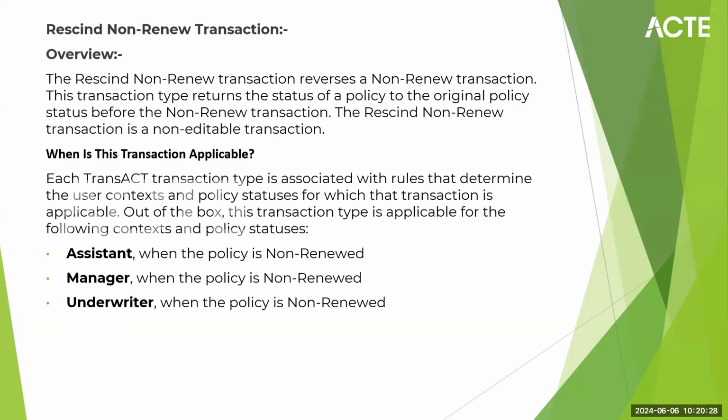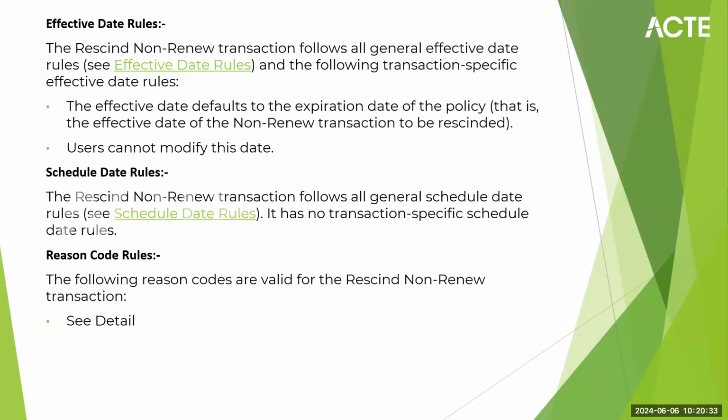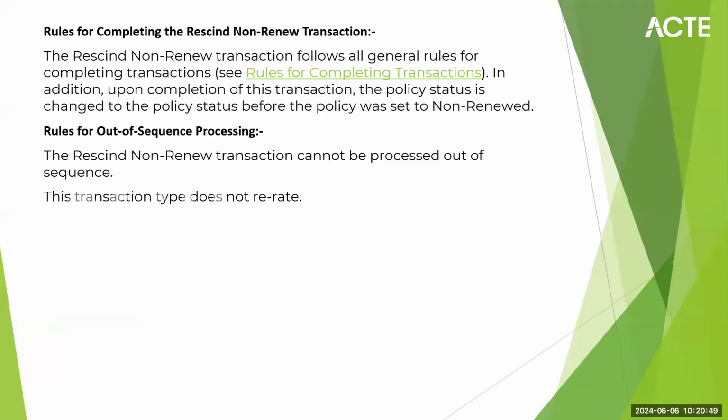The previous transaction for this resign non-renew transaction is the non-renew transaction. So the effective date will be defaulted to the expiration date of the non-renew transaction. The user cannot modify it. Schedule date rule. It has no specific schedule date rule. The user can do whatever date he wants.